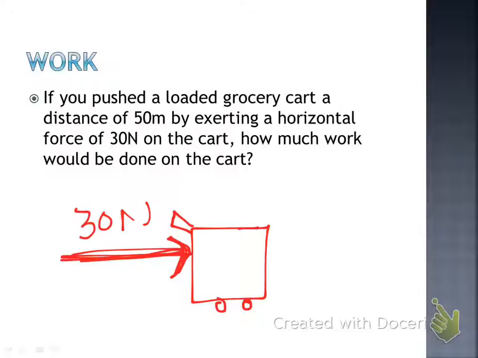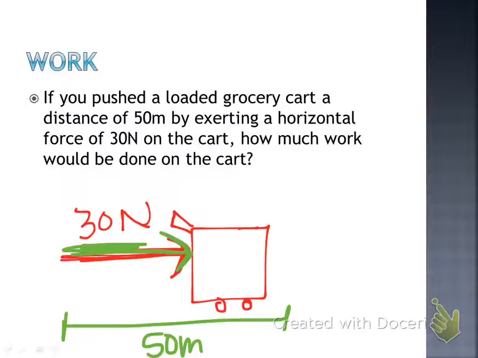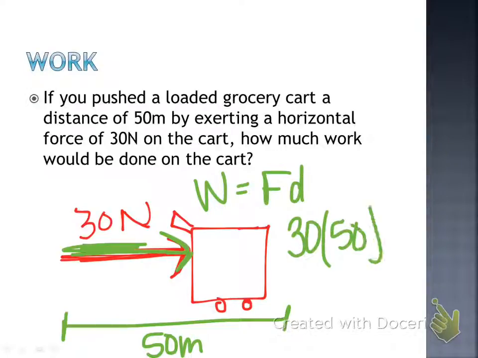Is my displacement here going to be vertical or horizontal? Am I lifting the cart, or am I pushing the cart? So my displacement is going to be 50 meters, which is horizontal. Are these two lines parallel to each other? Yes, so it works. We don't have to do cosine theta because this force is already parallel to our displacement. So if I'm going to find work, I'm going to take force times displacement, which is equal to 30 times 50, which gives me 1,500 Newton meters. Yeah?